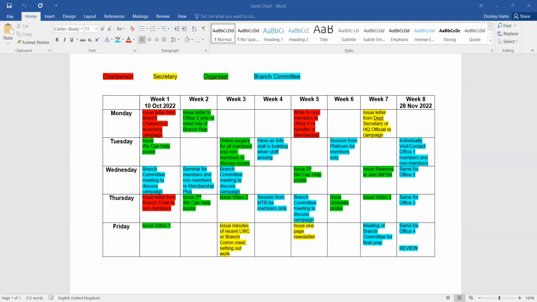Has anybody any questions? That's more or less similar to what we've already discussed in the previous weeks, but has anybody any comments or questions around that before we get into the final week stuff?